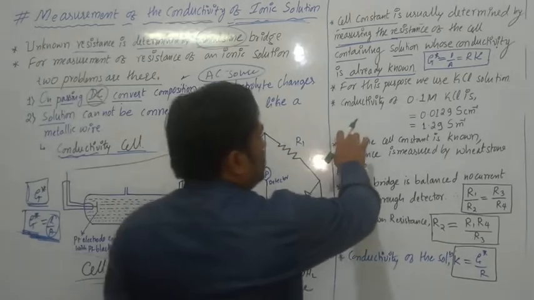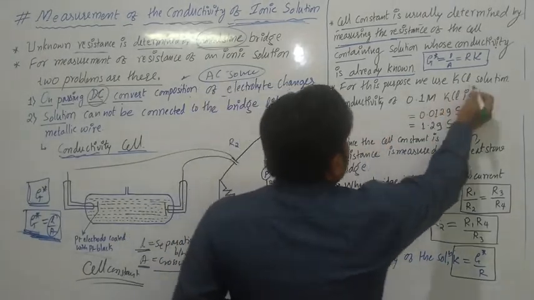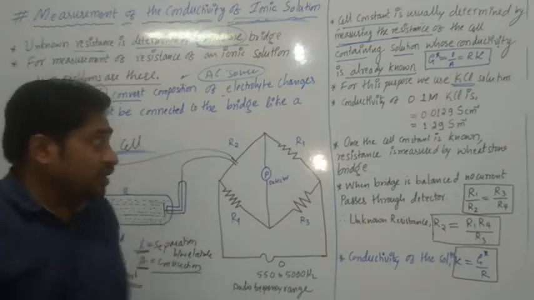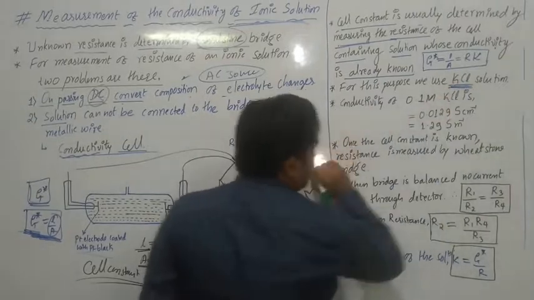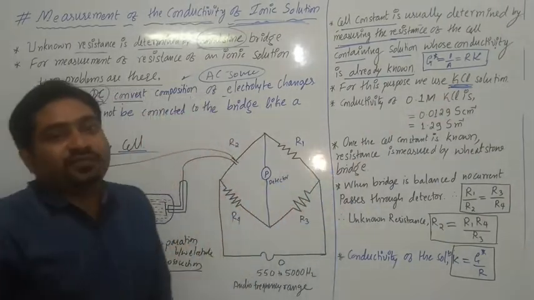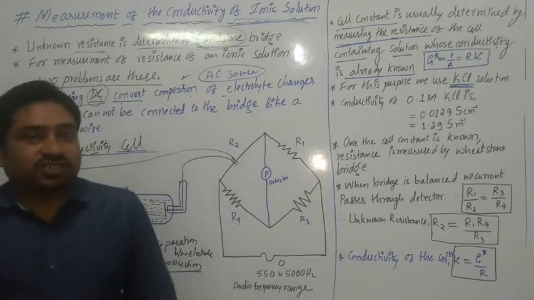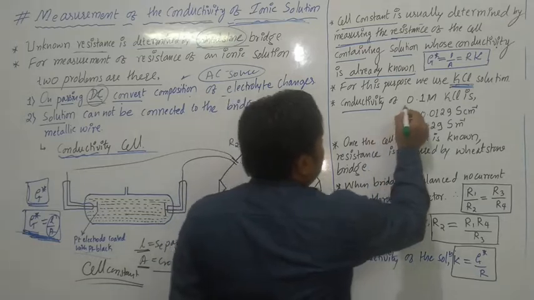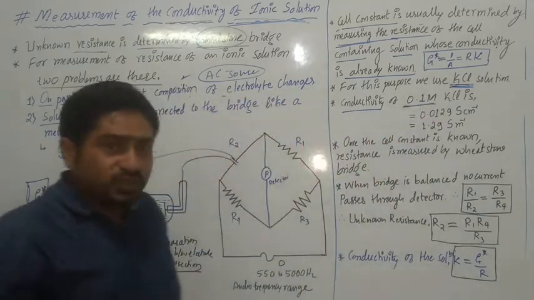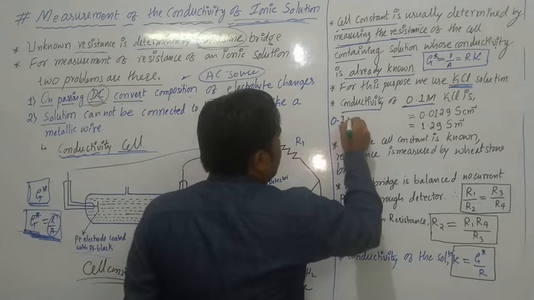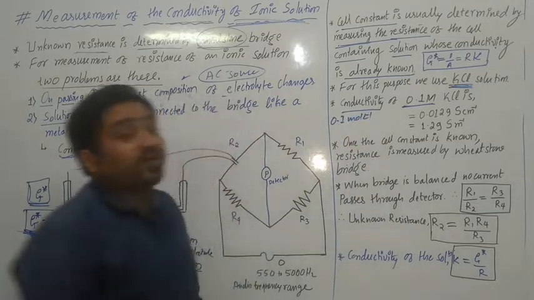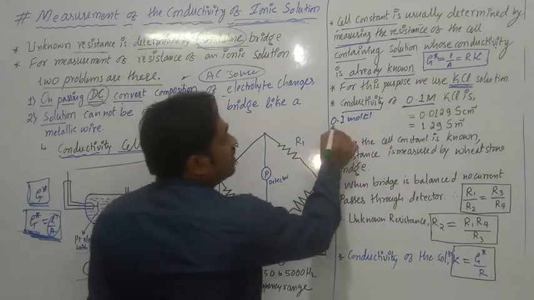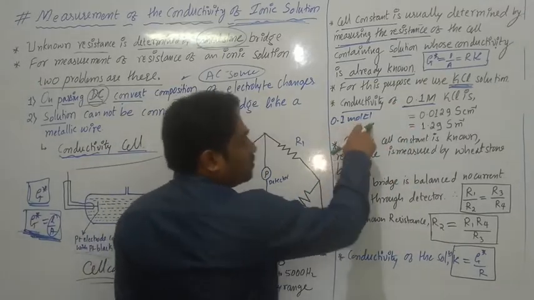For this purpose we use KCl solution. The standard solution is nothing but KCl solution. The conductivity of KCl solutions at different concentrations are given, they are known. For example, take 0.1 M KCl. 0.1 M means 0.1 mole per liter, the molarity. So 0.1 M solution means 0.1 mole per liter KCl solution.